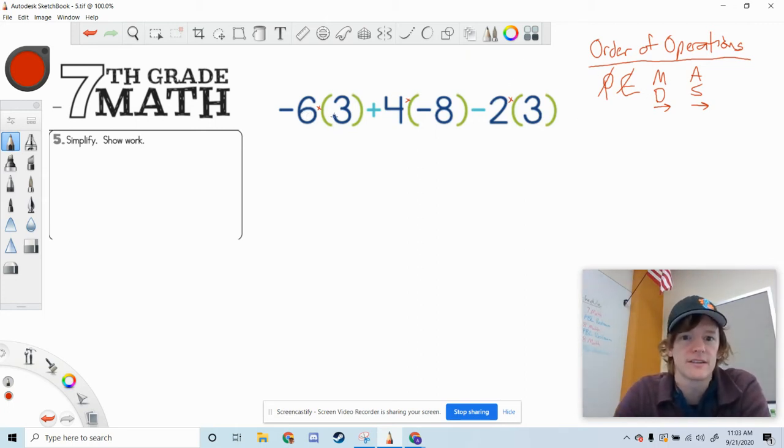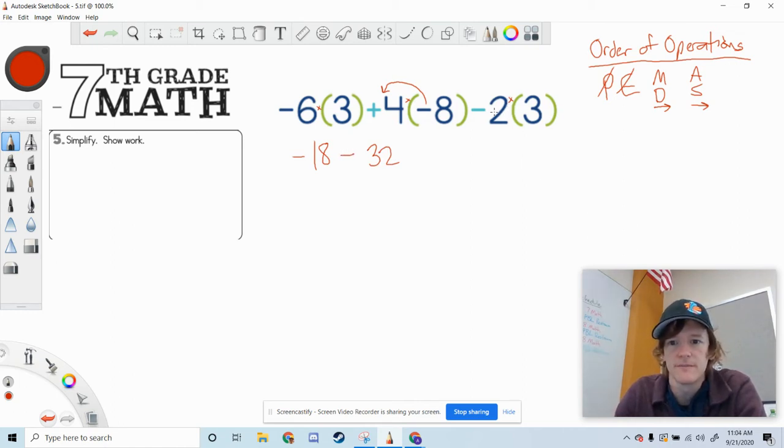So 6 times 3, and the opposite of 6 times 3. Well, I know that 6 times 3 is 18. So the opposite of that is minus 18. I know that on this one, again, it's the opposite of 4 times 8. So 4 times 8 is 32. The opposite means it's negative. And then this one, it's the opposite of 2 times 3. Well, 2 times 3 is 6. The opposite is going to be -6.